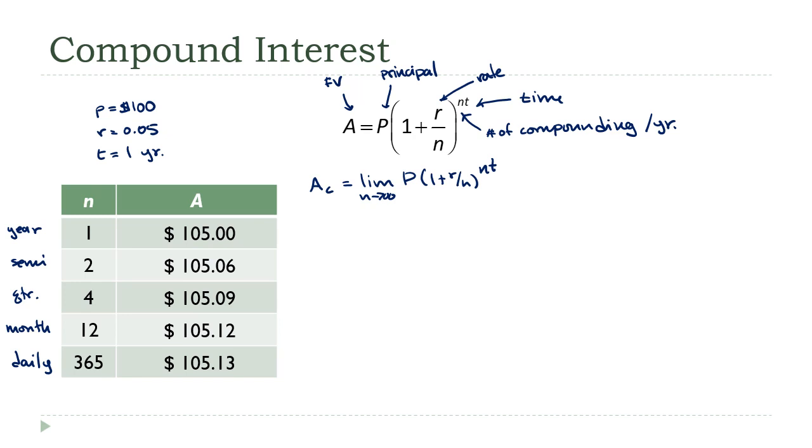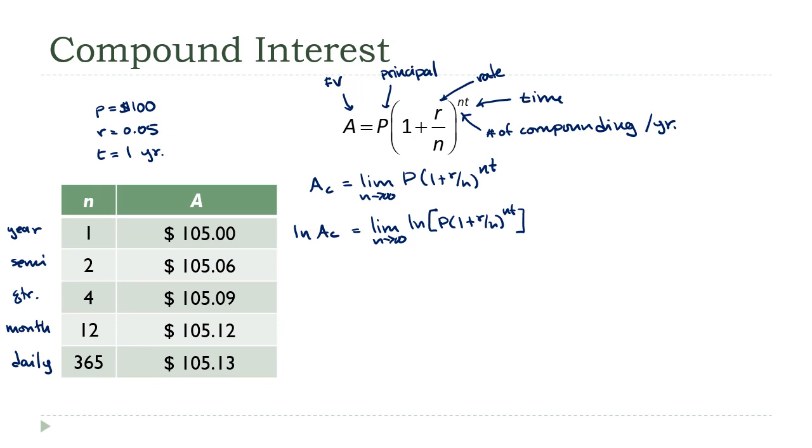Now, when we do that, the expression inside the parentheses becomes 1, but the exponent becomes infinity, which is one of the forms we saw back in the first semester that can be evaluated logarithmically using L'Hopital's rule. And so to do that, I'm going to take the logarithm of both sides. So the log of A_c equals the limit as n goes to infinity of log of P(1 + r/n)^(nt).